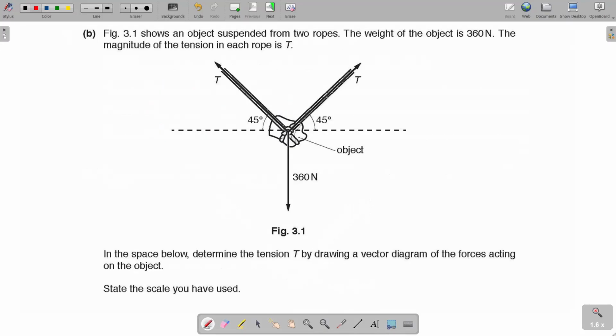Part B says figure 3.1 shows an object suspended from two ropes. The weight of the object is 360 newtons. The magnitude of the tension in each rope is T, which is unknown, but is at an angle of 45 degrees to the horizontal. In the space below, determine the tension T by drawing a vector diagram of the forces acting on the object and state the scale you have used.